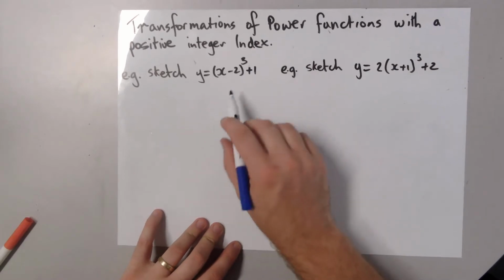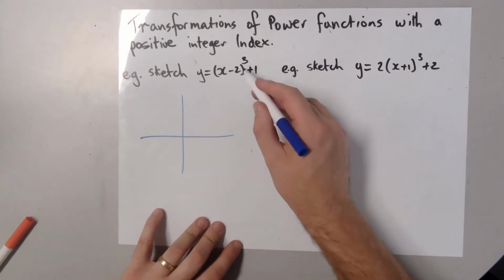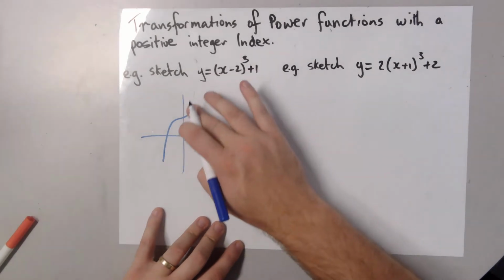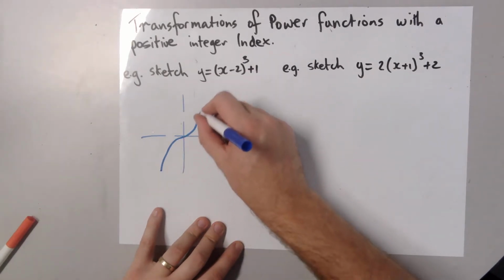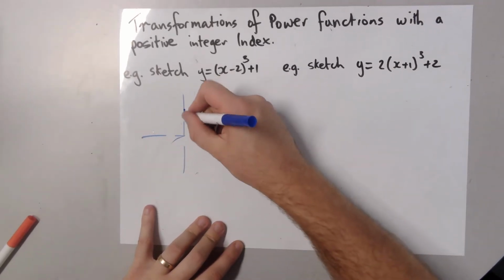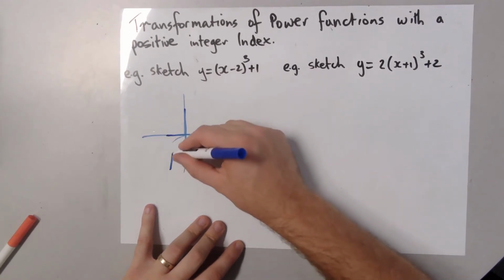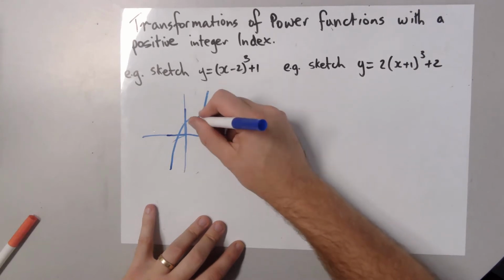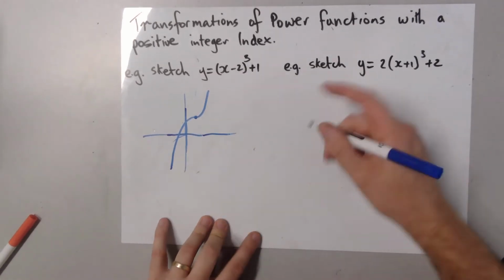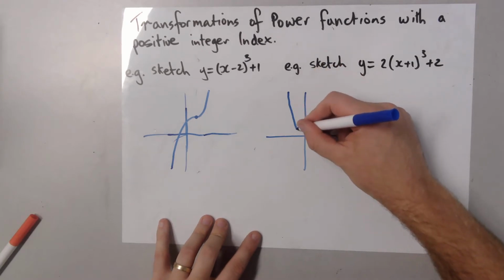Remember, when we're in this form, with an odd power we get something that goes like this, and it could be anywhere. Our usual one goes through the origin, but it could be over here, wherever. The thing to remember when drawing it is that we have a point where the gradient is 0. This point is called our point of inflection for odd powers.